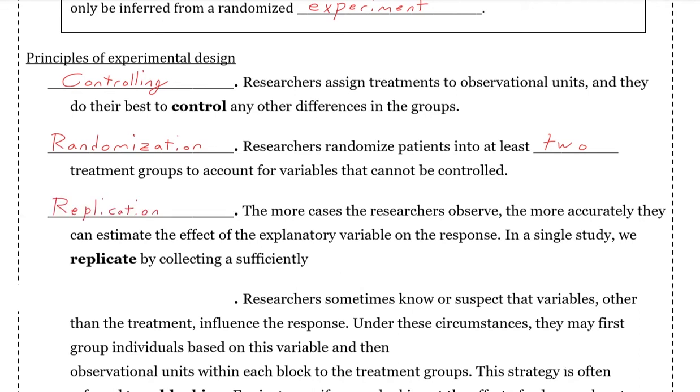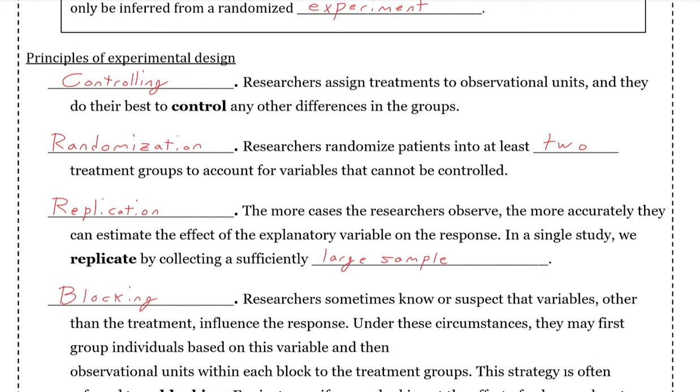Thirdly, for the principles, we have replication. This means that the more cases the researchers observe, the more accurately they can estimate the effect of the explanatory variable on the response. In a single study, we replicate by selecting a sufficiently large sample. Overall, as long as we have a large enough sample, or if we have replicated the data, done the experiments again, then we have replication.